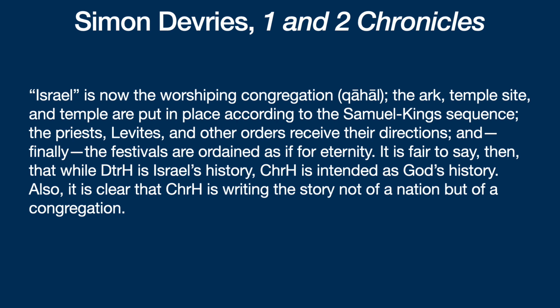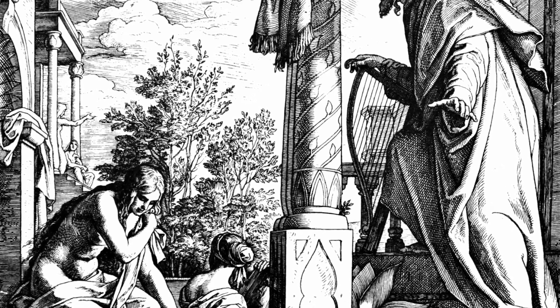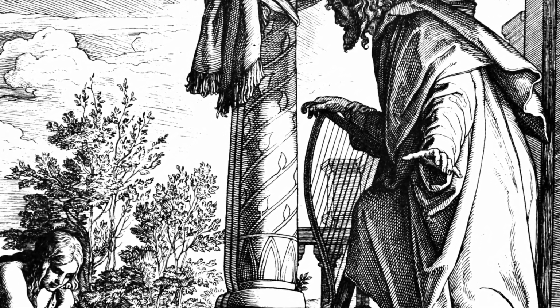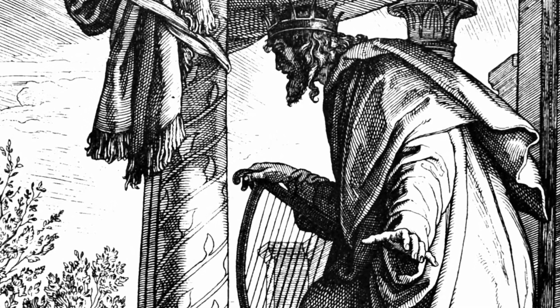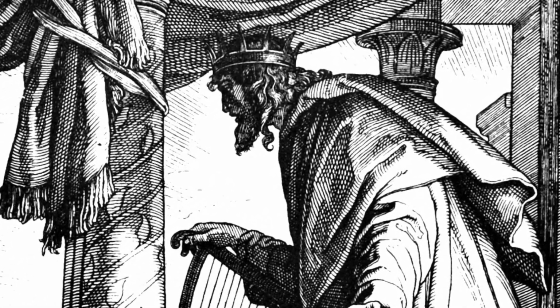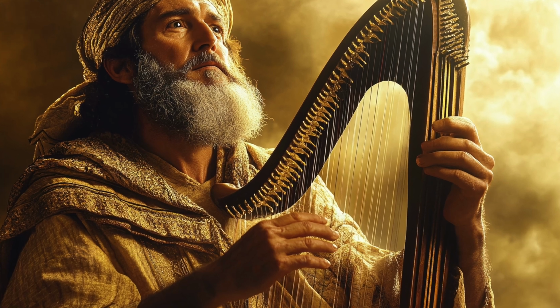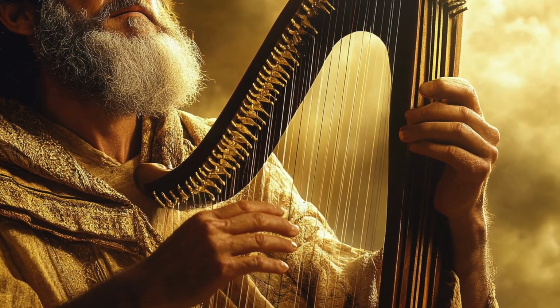Also, it is clear that Chronicles is writing the story not of a nation, but of a congregation. The overarching historiographical principle of the chronicler seems to be a sacred history, not a political or national history like we found in the Deuteronomistic history. David, as a leader in the Deuteronomistic history, is allowed to live an adventurous, adulterous life. But in Chronicles, he's painted as establishing the worship of God and as a role model as such.